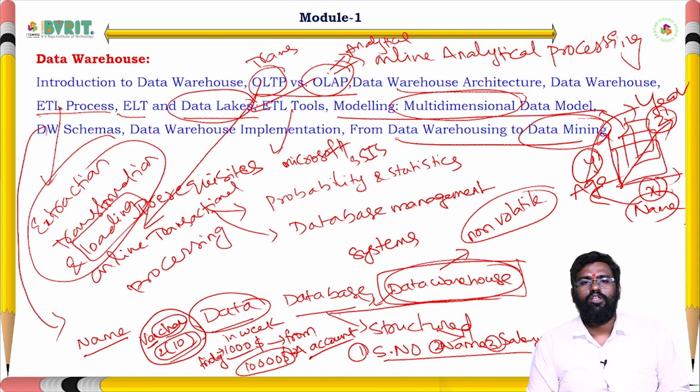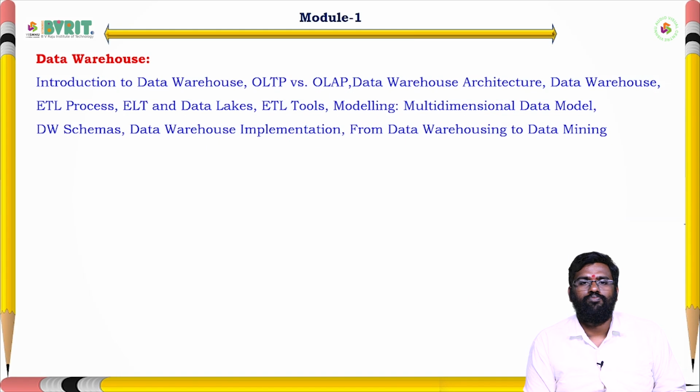This is about module 1. Finally, the course outcome for module 1 is to create multidimensional data models in data warehouses. Actually, in the previous module we had only single models. Now it is used to create multidimensional data models in the data warehouse. That is the course outcome for module 1.